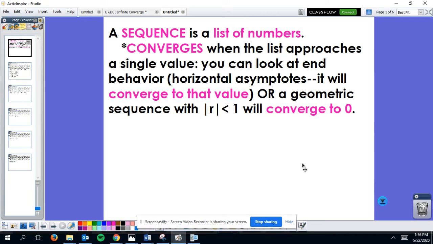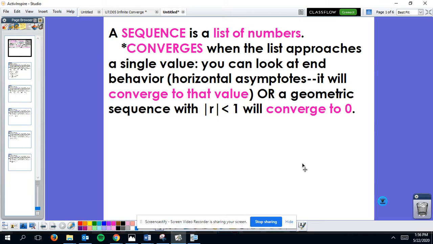So to start off, I just want to remind everyone, a sequence is just a list of numbers that generally follows a pattern. So when you look at a list of numbers with commas between them, you can see if it's approaching a certain number or something like that, and that's when it will converge.